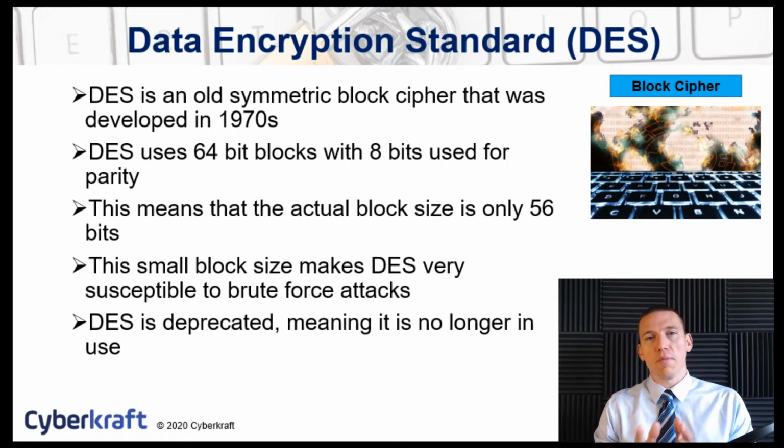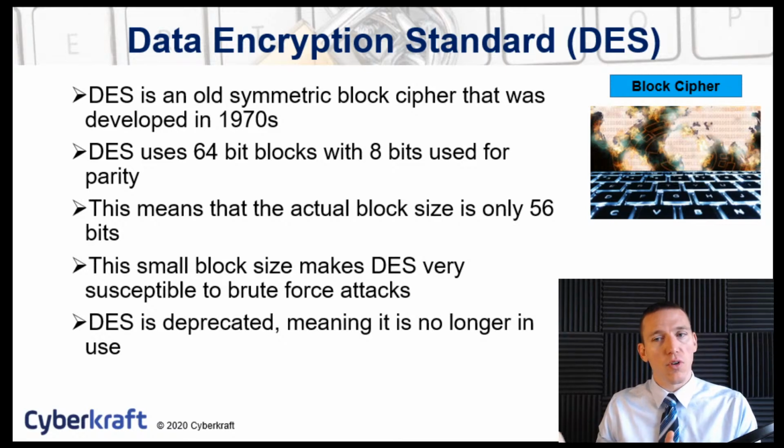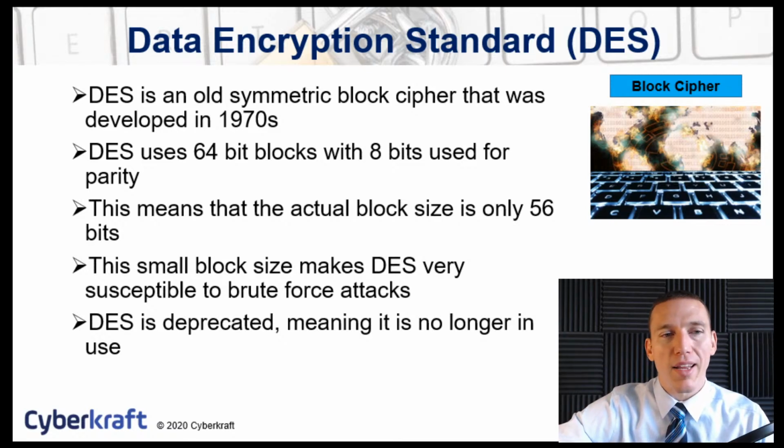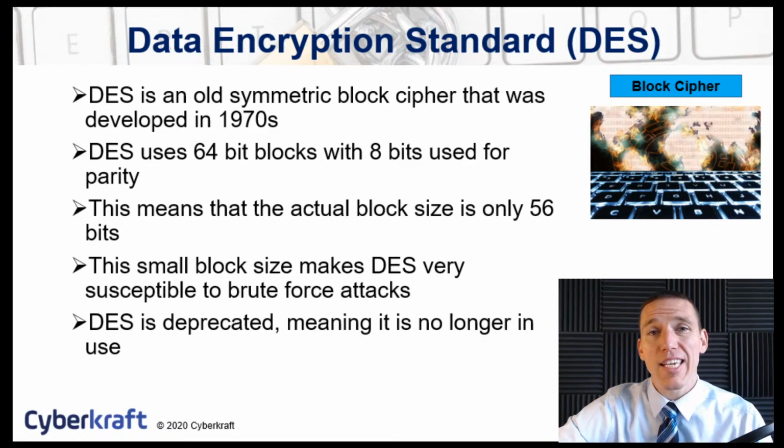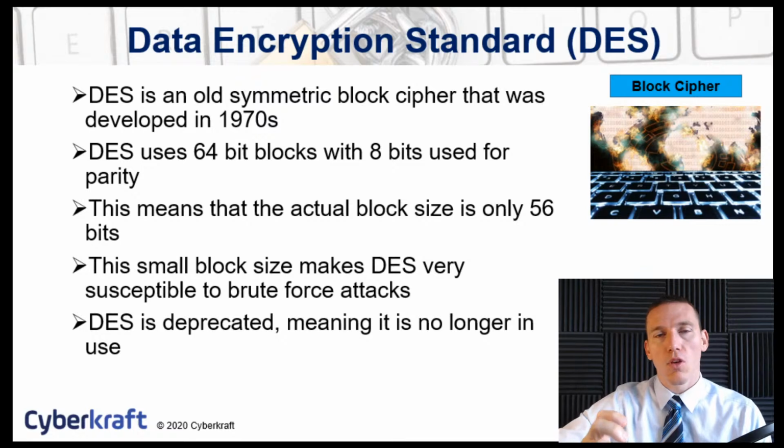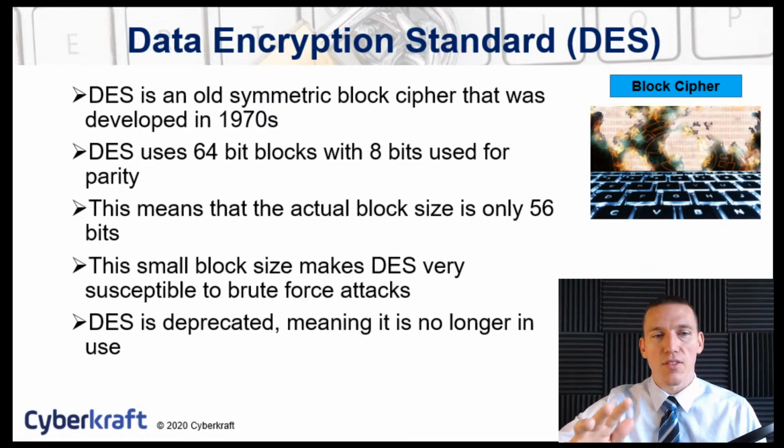So with symmetric key algorithms, we're going to talk about a few different types. First, we're going to talk about Data Encryption Standard, or DES. This is a very old block cipher created originally in the 1970s. It uses a 64-bit block with 8 bits saved for parity. So really the effective key size is only 56 bits.